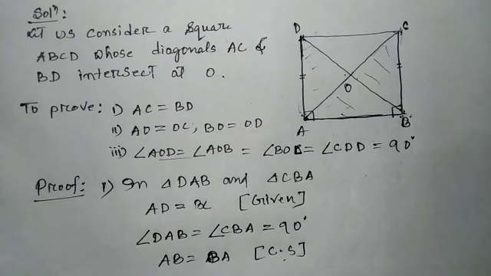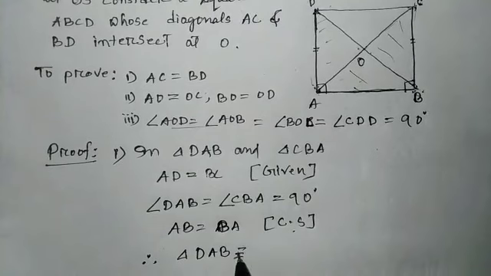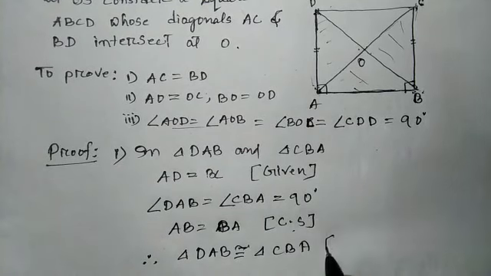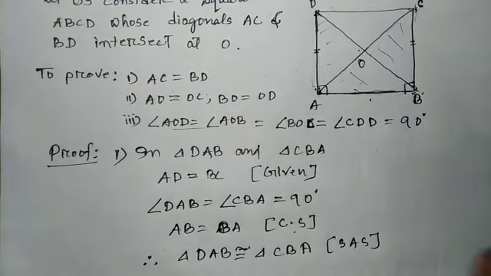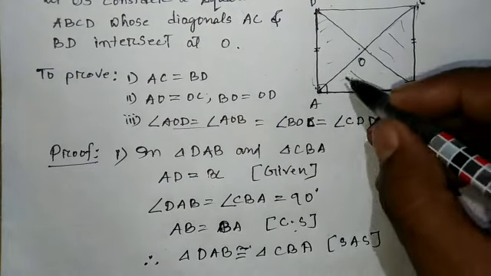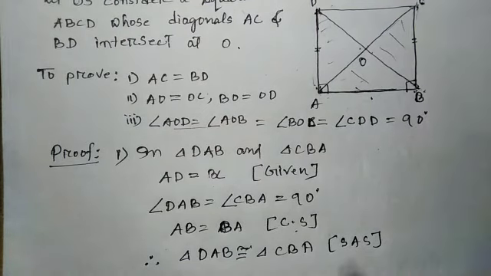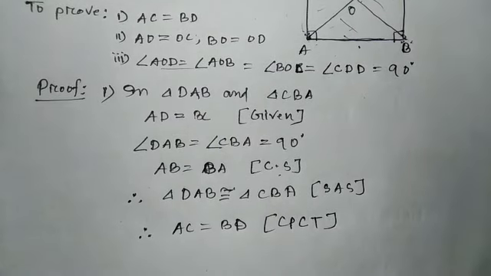Therefore, triangle DAB is congruent to triangle CBA by side angle side criteria. Therefore, what can you write? In triangle DBA, DB is present, and in triangle CBA, AC is present. So, AC is equal to BD, CPCT. One part is proved.